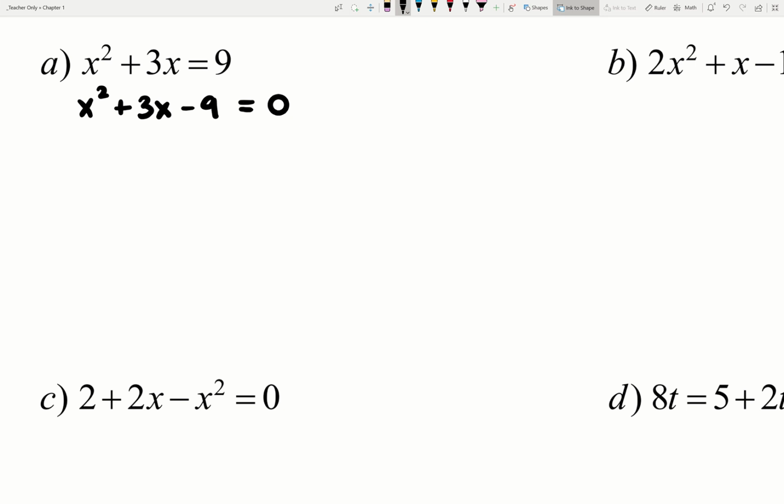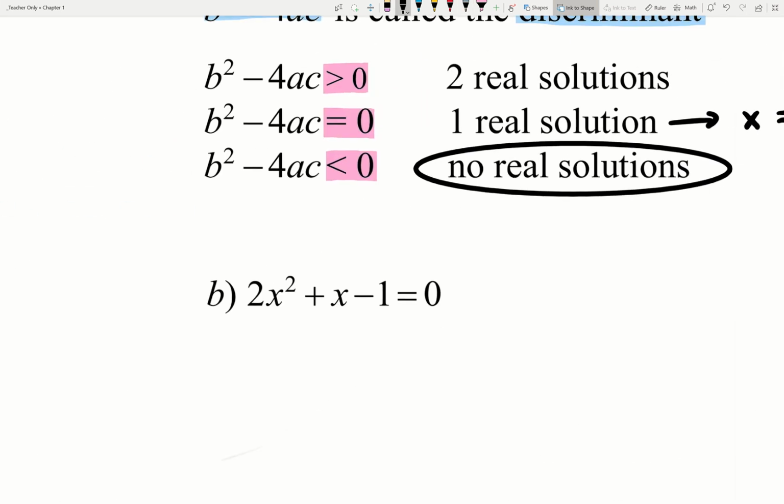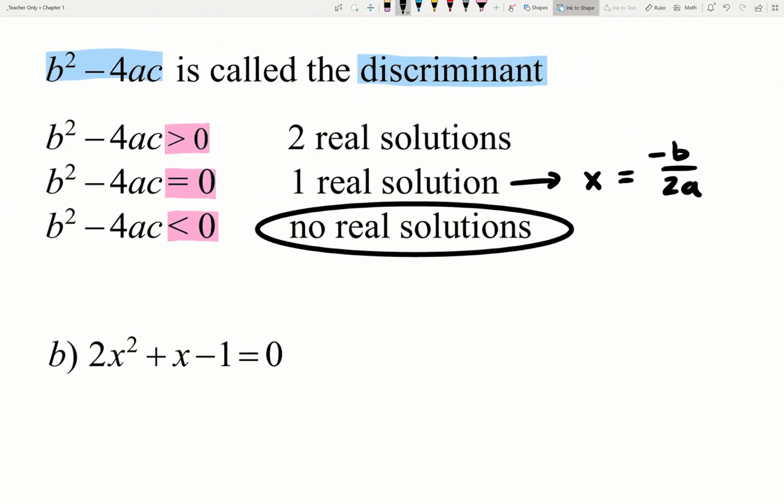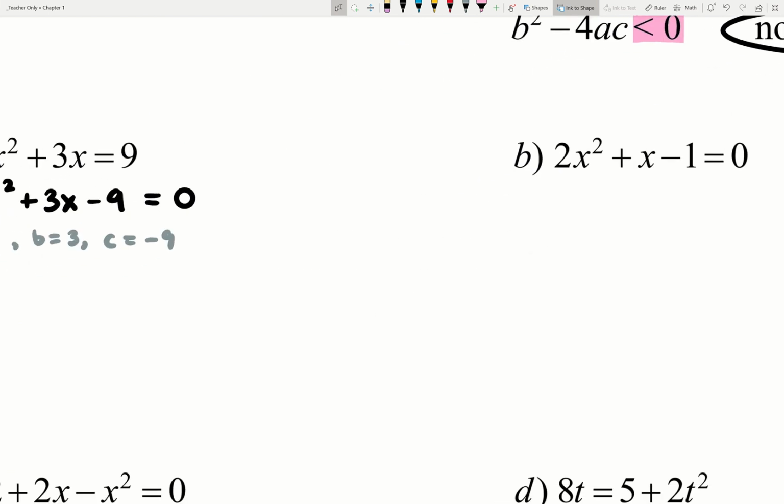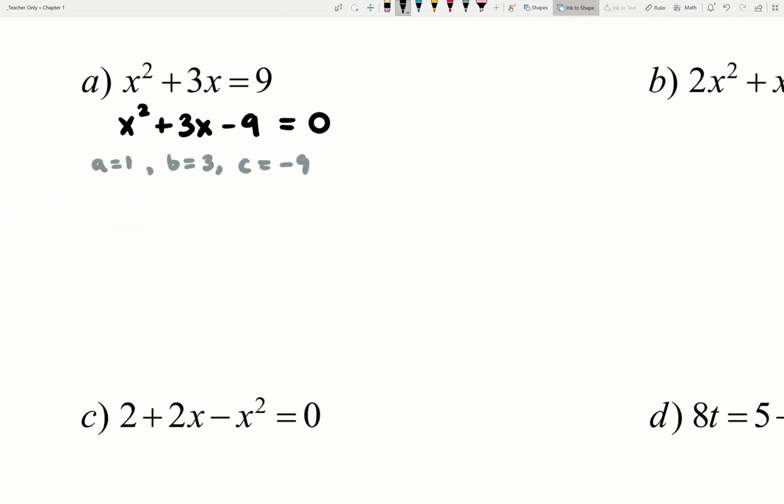All right? It would be at this point that we would want to identify what's playing the roles of A, B, and C. I think that's pretty straightforward here. Playing the role of A is 1, playing the role of B is 3, and playing the role of C is -9. One of the things that I always like to do first is to calculate the discriminant, because that's going to give me some information about what I should expect to end up with here. So I'm going to calculate that at this time.